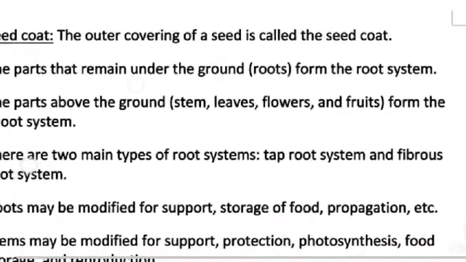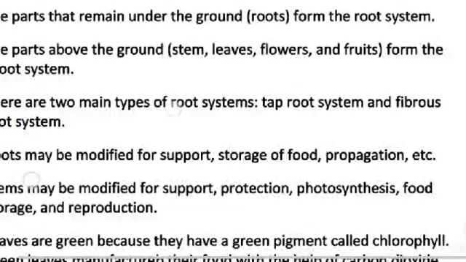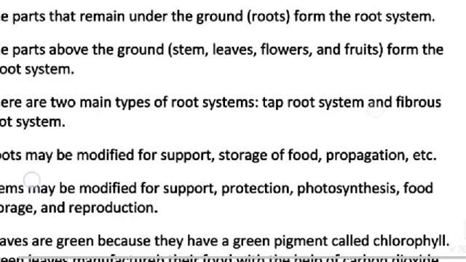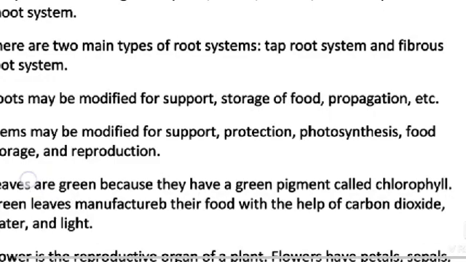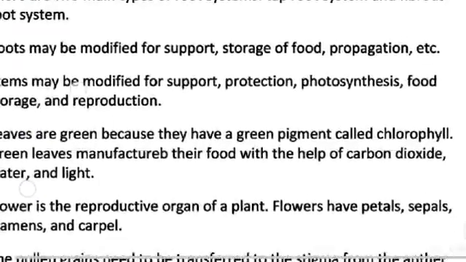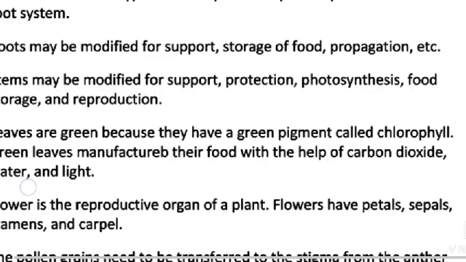The part that remains under the ground forms the root system. The part above the ground, stem, leaves, flowers and fruits, forms the shoot system. There are two main types of root system, taproot system and fibrous root system. Roots may be modified for support, storage of food, propagation, etc. Stems may be modified for support, protection, photosynthesis, food storage and reproduction.